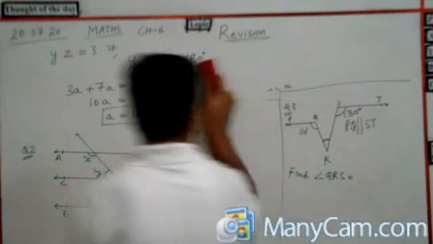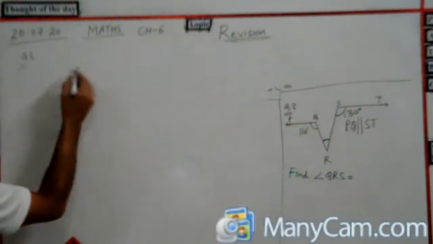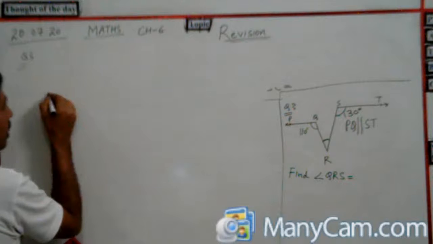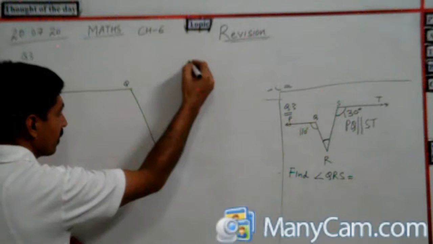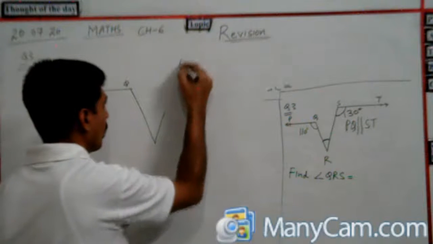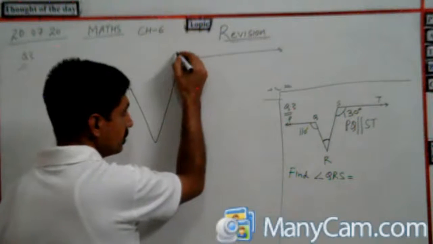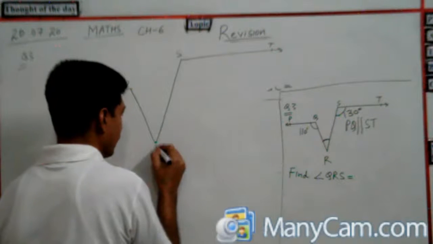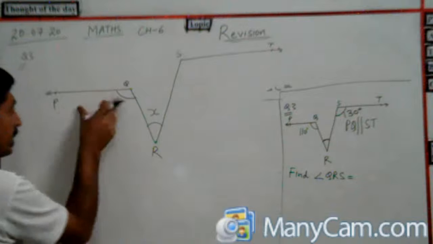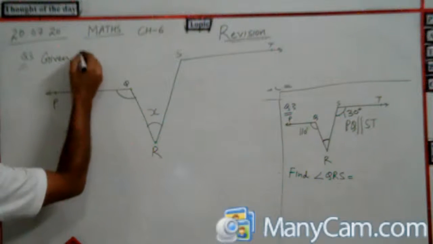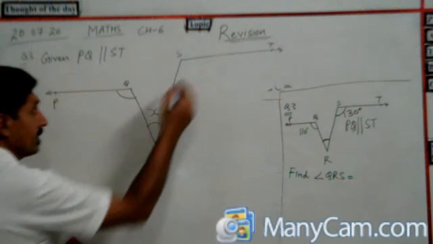Question number 3. Let me draw again a big diagram. Question number 3 says that this point is P, and this point is Q here, and we have RS, ST, and this is R. Let this angle be X. We are given that PQ is parallel to ST, and these two angles are given.